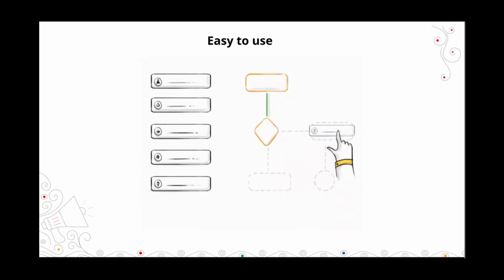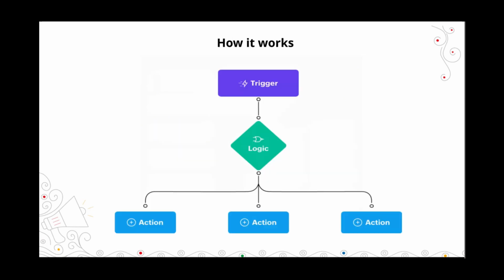Zoho Flow is very easy to use. It works with a simple drag and drop builder. So this is how it works. You select a trigger, then apply logic on top of it, and then add one or more actions to it. The trigger is where your automation starts, and the action is where it ends.